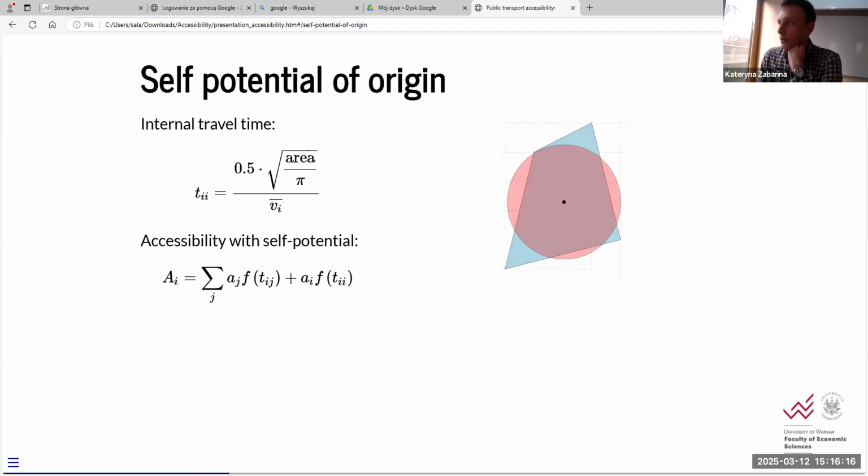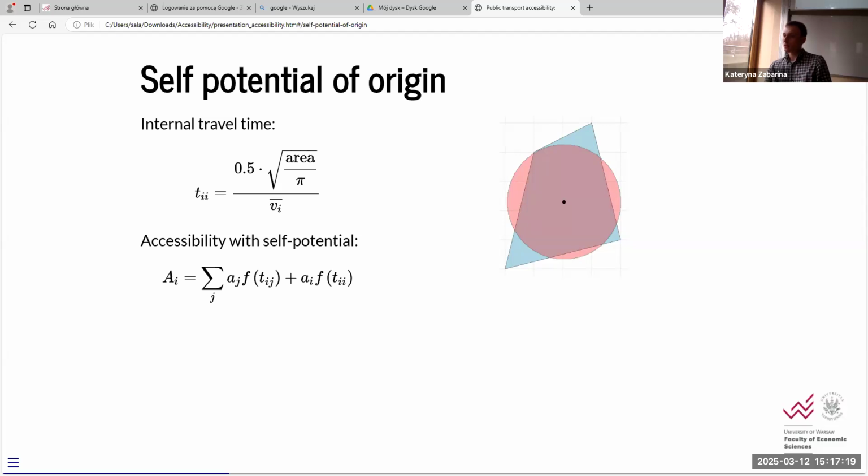And now we proceed to a situation, because sometimes these areas are quite small, but it might happen that we calculate accessibility for some bigger areas, so that there is a possibility that a significant amount of destinations are inside the area. So to take into account that some passengers may want to travel internally, so they also have access to destinations inside the area, some literature proposes the self-potential of origin, and it is calculated as follows.